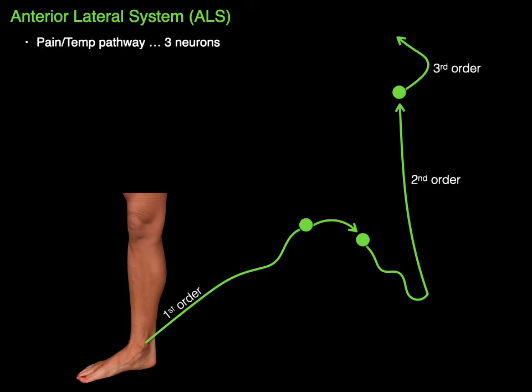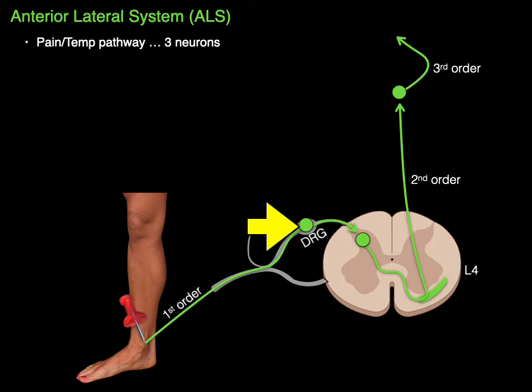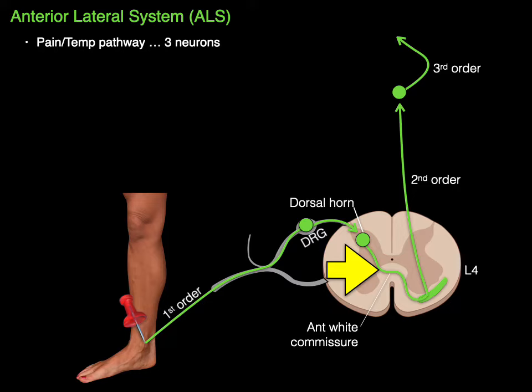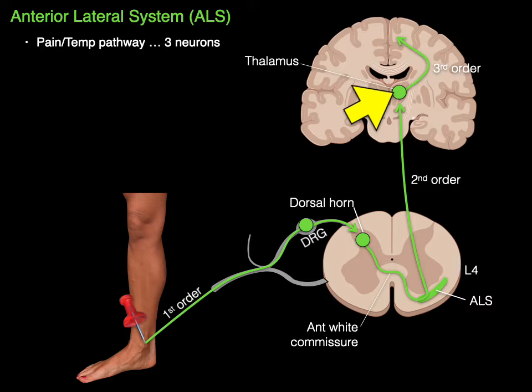Where the first order neuron is coming from somewhere in the skin. In this case, I'm doing the skin over the medial malleolus. And then I'm going to take this pin and poke the skin. And that primary order neuron is going to enter through the dorsal root and go into the dorsal horn, where that second order neuron decussates in something called the anterior white commissure, to the contralateral side of the spinal cord and ascends in the anterior lateral system to synapse in the thalamus, where a third order neuron will course into the cerebral cortex.